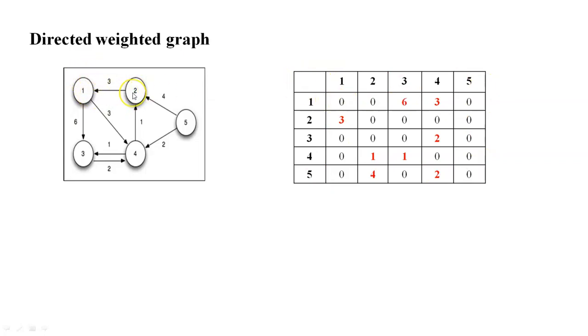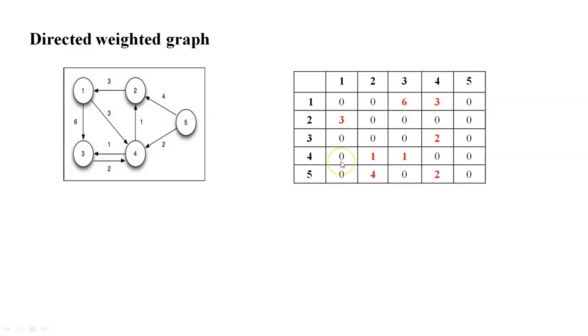1 to 2, you cannot travel from 1 to 2 directly, so it is 0. The next one, 1 to 3. 1 to 3, yes, a direct edge is present there with the cost of 6. So 1 to 3, you're going to represent it as 6. The next one, 1 to 4. 1 to 4, yes, a direct edge is present with the cost of 3. So you're representing it as 3. The last one, 1 to 5. There is no direct edge from 1 to 5. So you're representing it as 0.